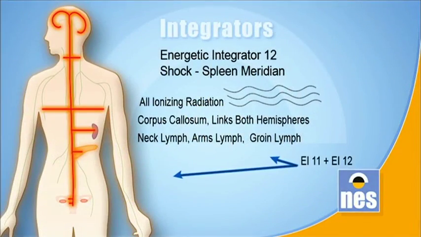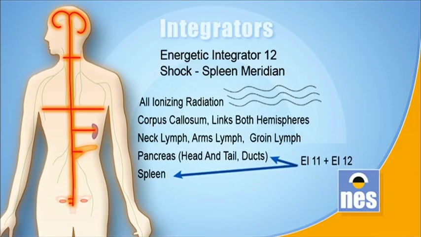We've got special combinations here. If we use Integrator 11 and 12 together, we're going to affect both the head and the tail of the pancreas, as well as the spleen. And remember, everybody knows the spleen's affected by ionizing radiation too. That's another link. And last of all, uterus. Some people think Integrator 12 could affect the fetus inside the uterus. Don't know. It's just one of those possibilities we mention so as to advise you not to use very big doses of Integrator 12 early in pregnancy.